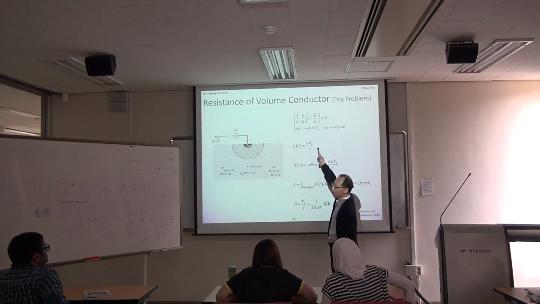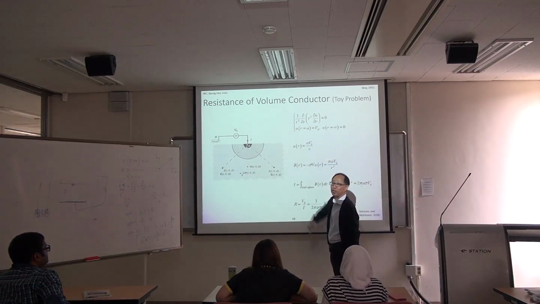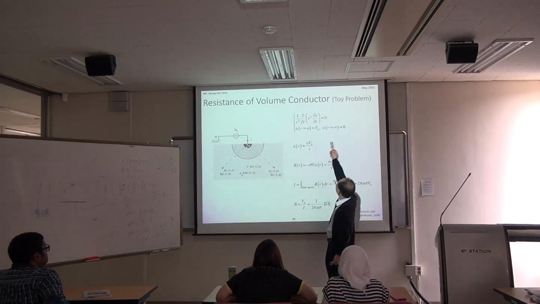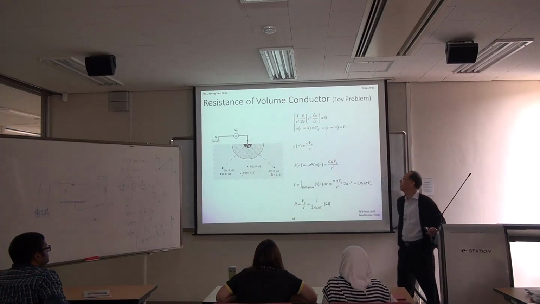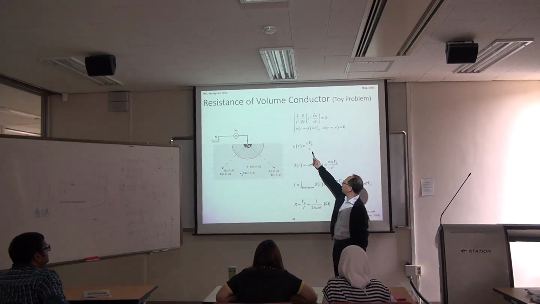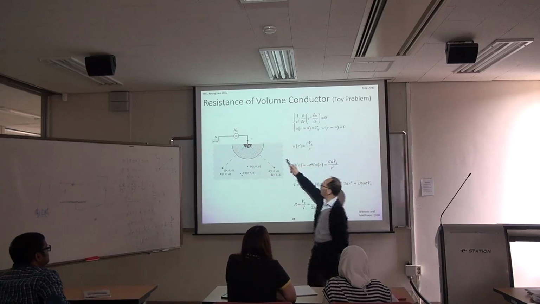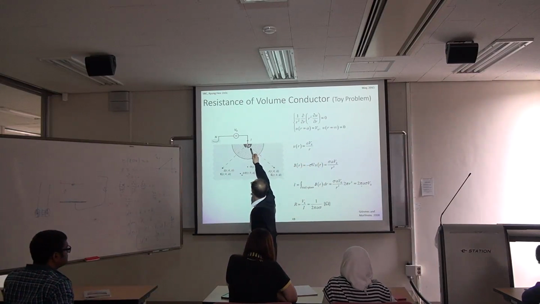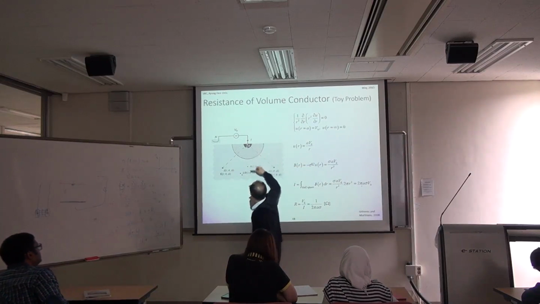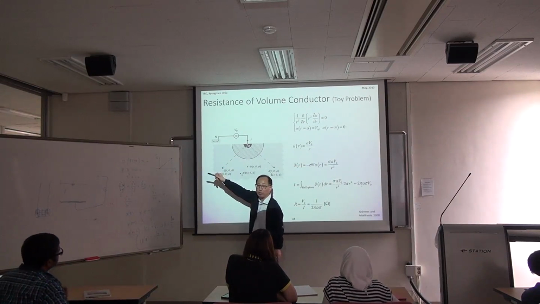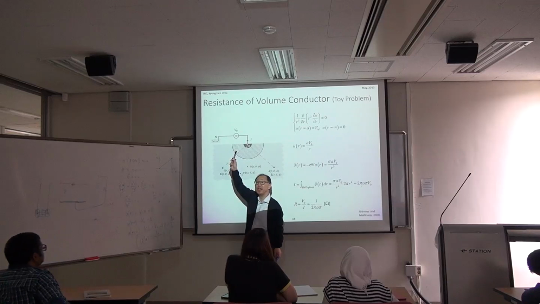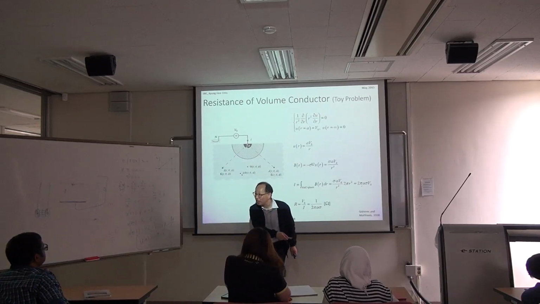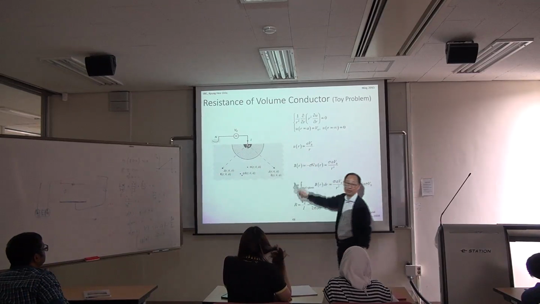How do you solve it? You integrate twice, and then you apply these two boundary conditions. Okay? And then you will find this kind of voltage. So voltage here is V0, and then as you move away along any radial direction, voltage drops as 1 over r. Okay? 1 over r.